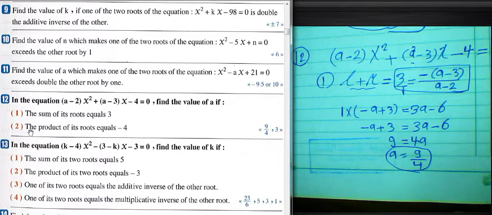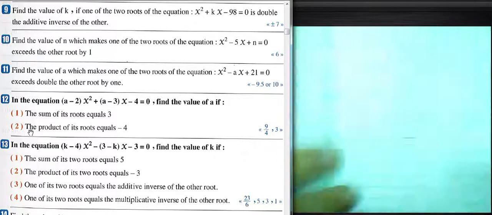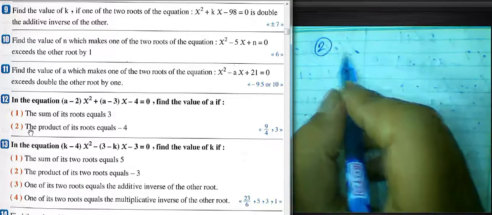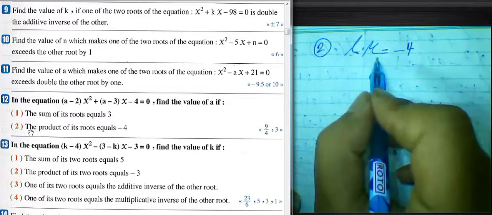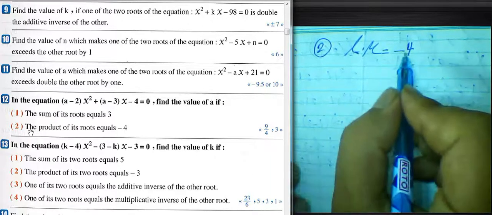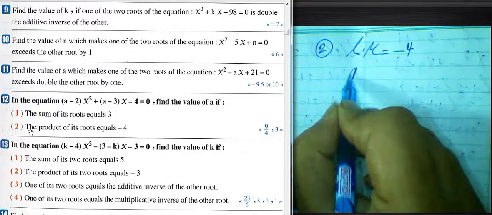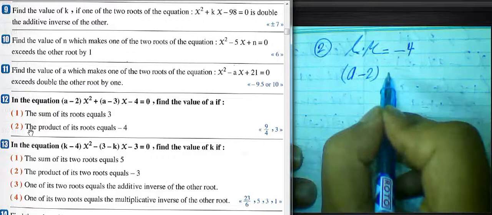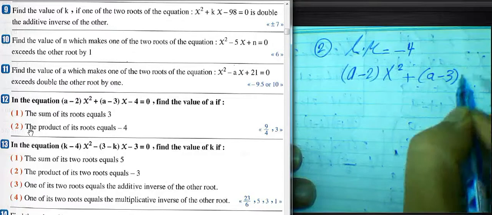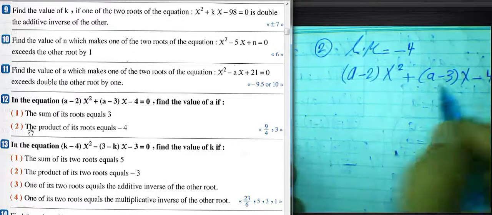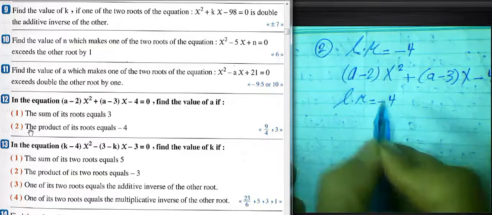Number 2, look with me. If the product of its roots equals negative 4, again we write here on another paper. So we can find L multiplied by M equals −4. He tells us the product of the two roots equals −4. So in this equation, (A − 2)x² + (A − 3)x − 4 = 0, we know L multiplied by M equals −4.